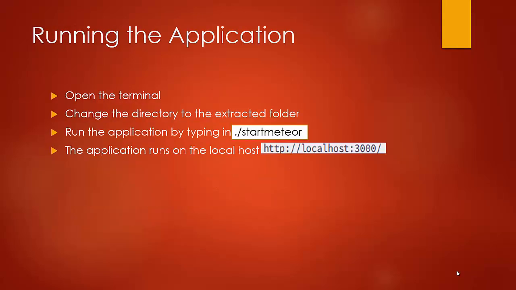Running the application is simple. Open a terminal window, change the directory to the Enable folder you had extracted, and type in the command shown below, ./start Meteor. The application will take a while to build up and you can run it on your local host on the 3000 port. You can use multiple browsers to view the website.